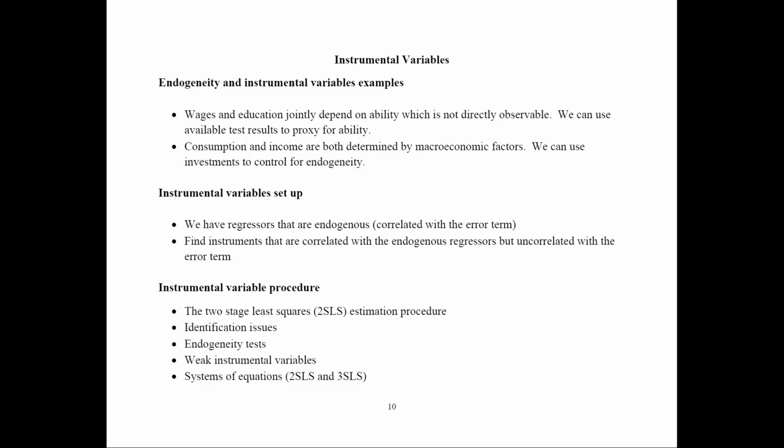The next type of model is the instrumental variables models. And here are a couple examples of endogeneity. In this case, wages and education would jointly depend on the ability of a person which is not directly observable. And we can use available test results to proxy for this ability and correct for the fact that we have endogenous variables. Or consumption and income could be both determined by macroeconomic factors, and in this way we can use, say, investments to control for endogeneity.